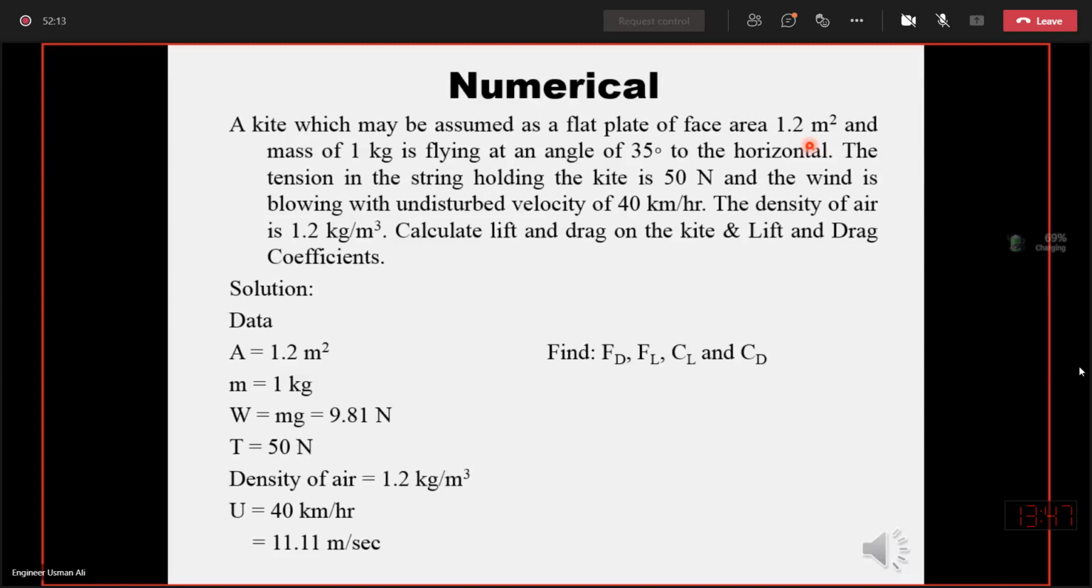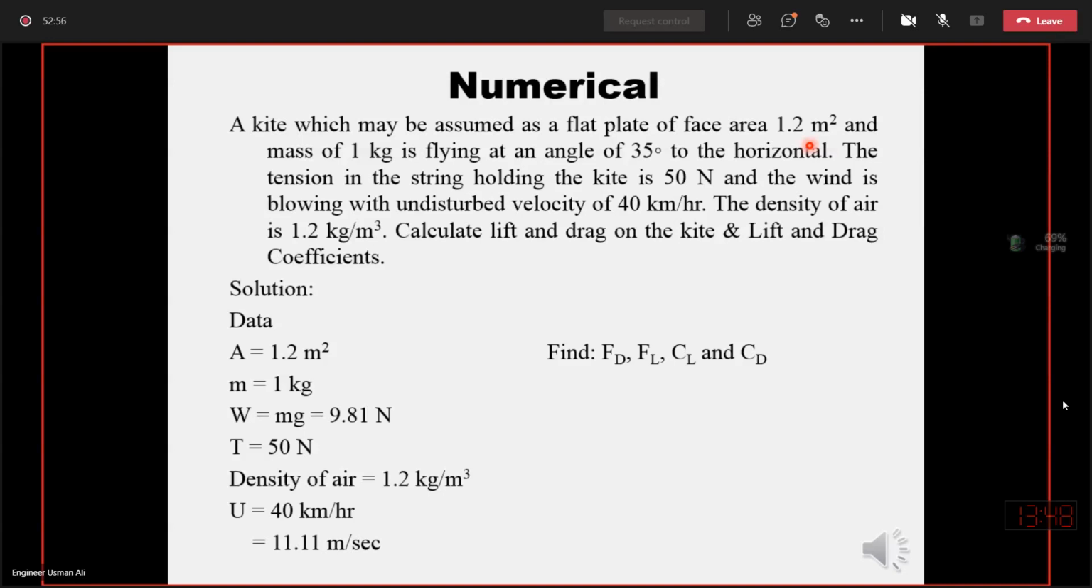So you are given a kite which may be assumed a flat plate of face area 1.2 square meter and a mass of 1 kg. It is flying at an angle of 35 degrees to the horizontal. The tension in the string holding the kite is 50 Newton, and the wind is blowing with an undisturbed velocity of 40 km per hour. The density of air is 1.2 kg per cubic meter. You have to calculate the lift and the drag force on the kite, and also find the lift and drag coefficients. So you are given the area and mass, which is 1 kg, so the weight will be mass into acceleration due to gravity, 9.81 newtons.